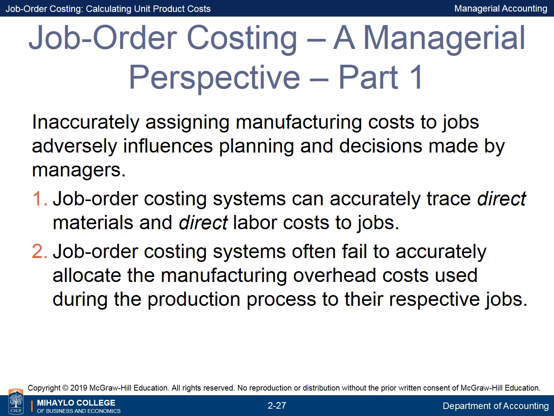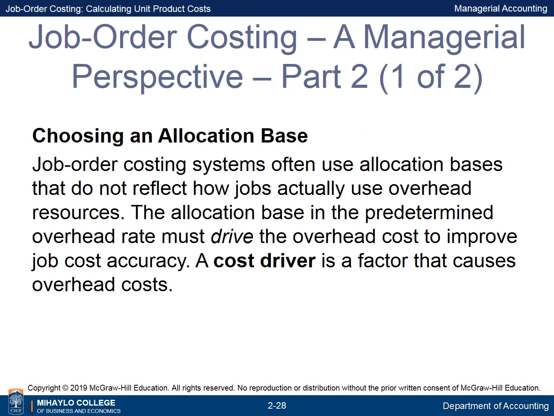1. Job order costing systems can accurately trace direct materials and direct labor costs to jobs. 2. Job order costing systems often fail to accurately allocate the manufacturing overhead costs used during the production process to their respective jobs. Job order costing systems often use allocation bases that do not reflect how jobs actually use overhead resources. The allocation base and the predetermined overhead rate must drive the overhead cost to improve job cost accuracy.